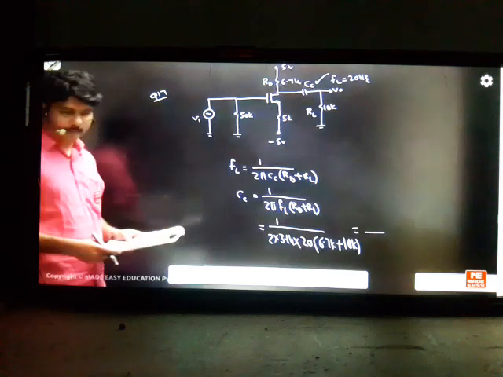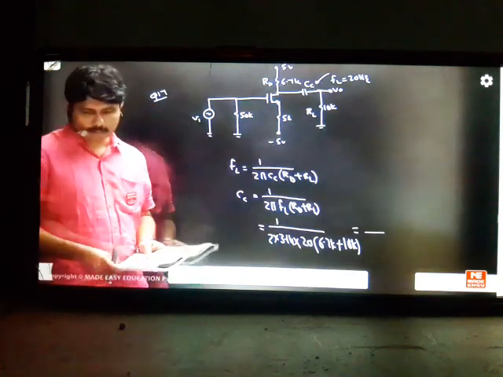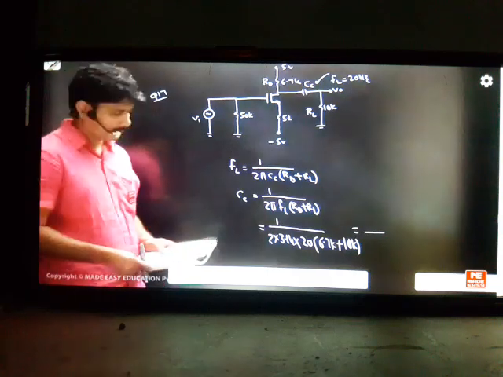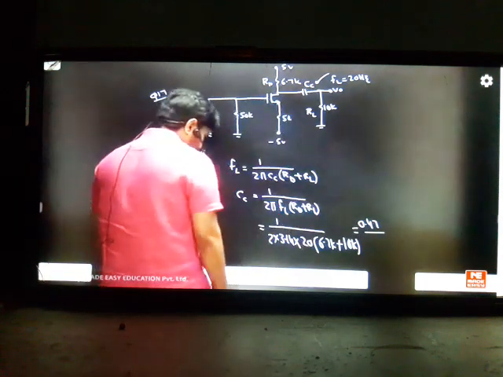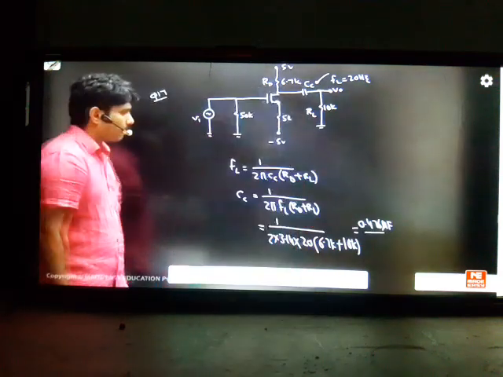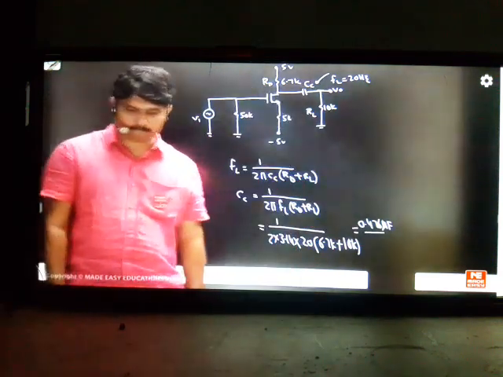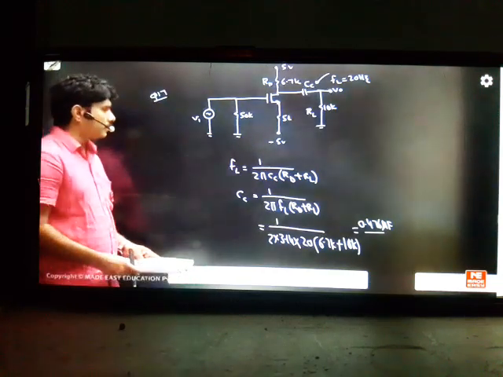So the CC value is coming to be how much? Anupam Das says 0.4765. Okay, correct. 0.476 microfarads. So 0.476 microfarad is coming. Yeah, 0.47 microfarads you can take. But this is the correct answer.